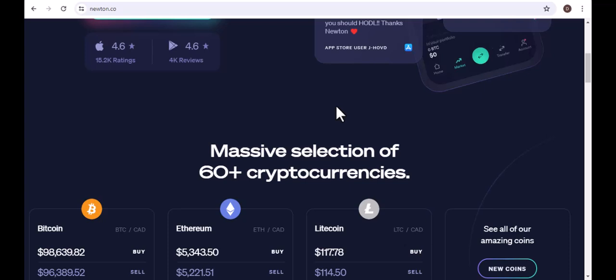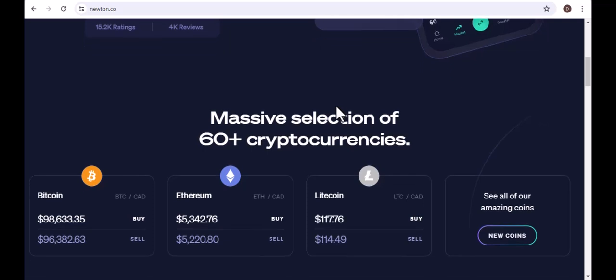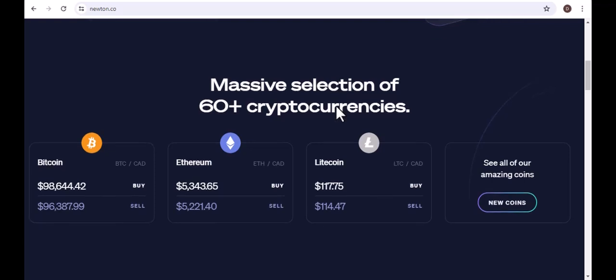So, where do you find this all-important address within the Newton app or platform? Typically, it's located in the section related to receiving or depositing cryptocurrency. Let's walk through the general steps you might encounter. First, you'll likely need to navigate to your wallet or assets section within the Newton interface. This is where you'll see a list of all the cryptocurrencies you hold or that Newton supports. Next, you'll need to select the specific cryptocurrency for which you want to find the receiving address. For example, if someone wants to send you Bitcoin, you'll need to select your Bitcoin wallet within Newton. If they want to send you Ethereum, you'll select your Ethereum wallet, and so on.